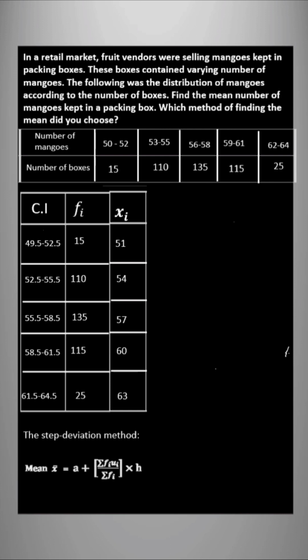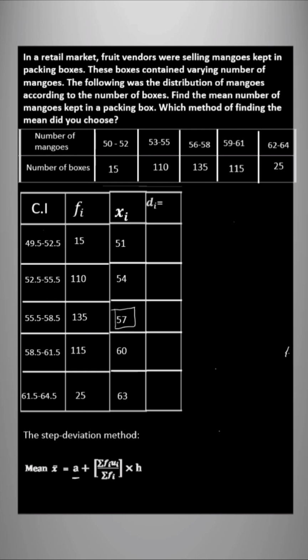The formula for which is mean is equal to a plus summation of fi ui upon summation of fi into h. H we know it is 3, isn't it? Let us assume a mean, the middle one, that is 57. So a is equal to 57. Now let us create a new column for di, which is equal to xi minus a. Here xi is 51 minus 57. What it is? 51 minus 57. That is minus 6. 54 minus 57, that is minus 3. 57 minus 57, that is 0. 60 minus 57, that is 3. 63 minus 57, that is 6.